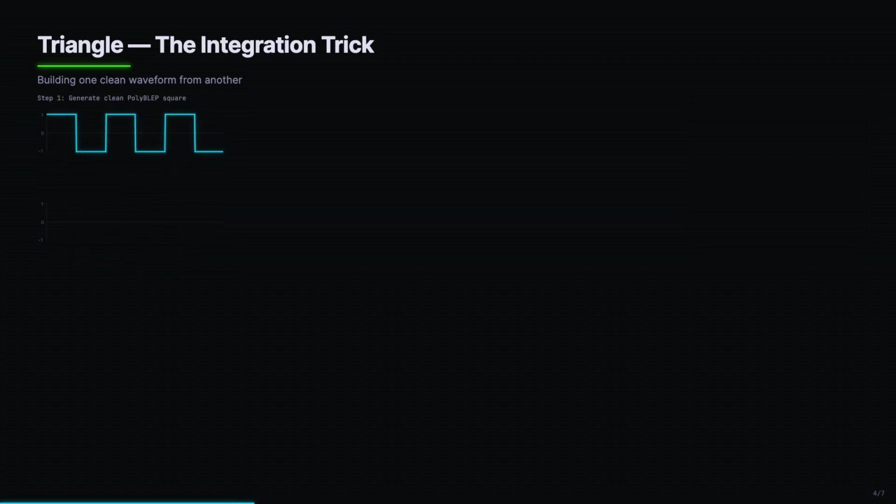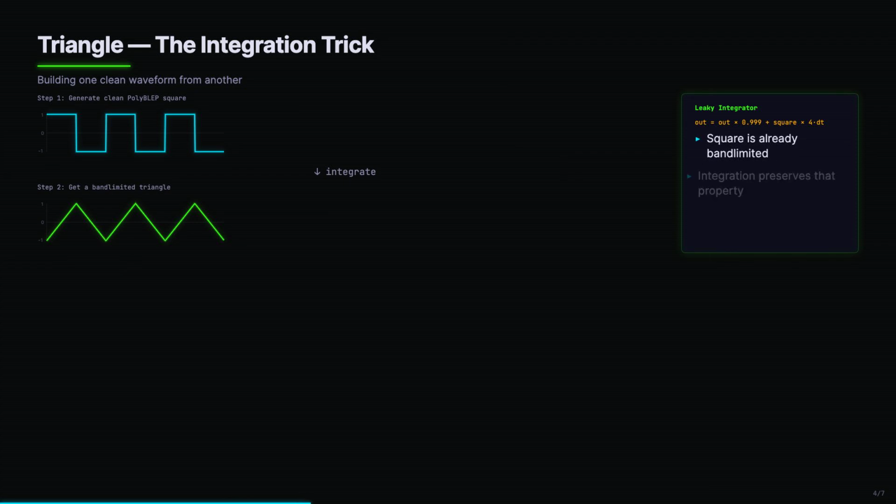Here's the elegant fix. Instead of building a triangle directly, we generate a polyblep square wave, which we already know is clean, and then integrate it. Integration turns a square into a triangle, and since the square is already band limited, the triangle inherits that property. There's one catch. A pure integrator accumulates DC drift over time, so we use a leaky integrator.